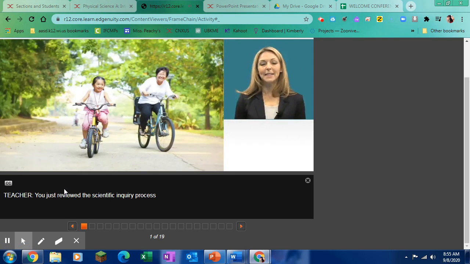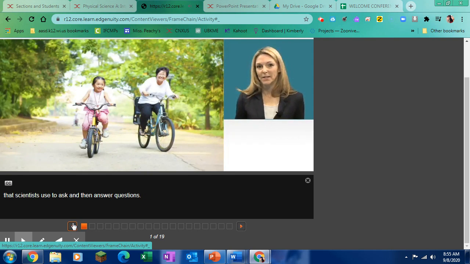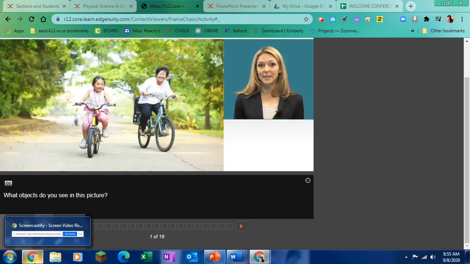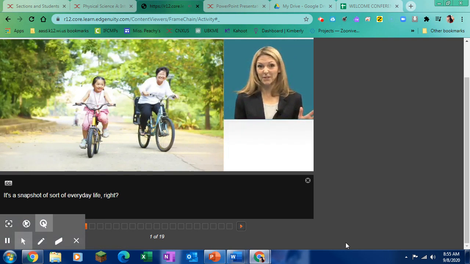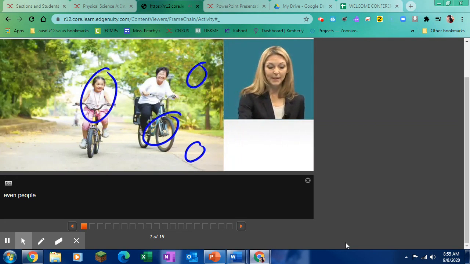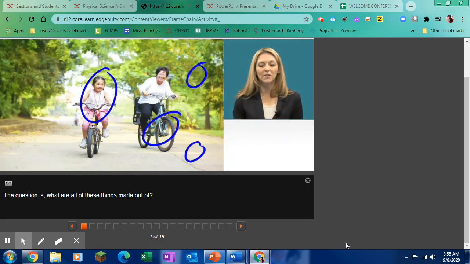Inquiry process that scientists use to ask and then answer questions. That's a process that anyone can use to ask and then answer questions about the natural world. Take a look at this picture here. What objects do you see in this picture? It's a snapshot of sort of everyday life, right? So you see things like bicycles and trees, sidewalks, even people. The question is, what are all of these things made out of? That's a question that scientists have been asking for centuries. And that's the question that we'll be answering next.